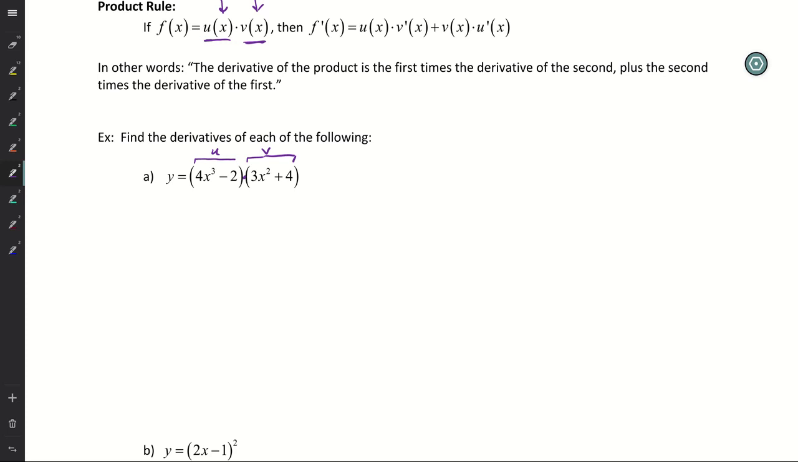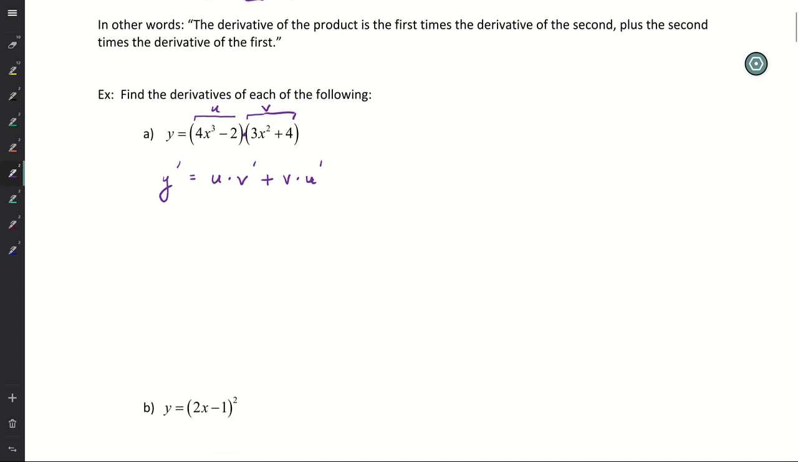I'm going to say a simplified version of the formula is something that looks like this. So I could say y prime is equal to first times derivative of the second plus second times derivative of the first. It's just kind of a simpler version if you want to use that one instead. And so that's what I'll do here. So that would simplify down. u, if I keep it, is just 4x to the third minus 2. And then now I want to multiply that by the derivative of the second.